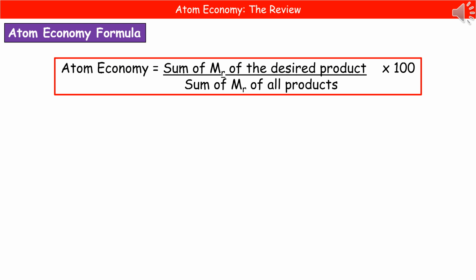So in order to calculate the atom economy, we've got to remember this formula. They're not going to give this to you on the exam paper, so you do have to memorize it. So atom economy is the sum of the relative formula mass of the desired product divided by the sum of the relative formula masses of all products, and then we times it by 100 because we give it as a percentage still.